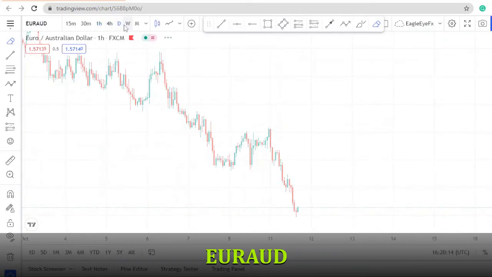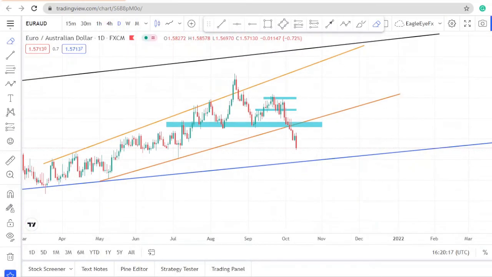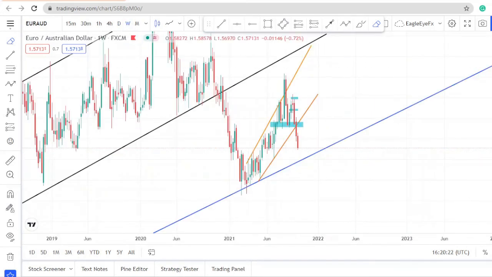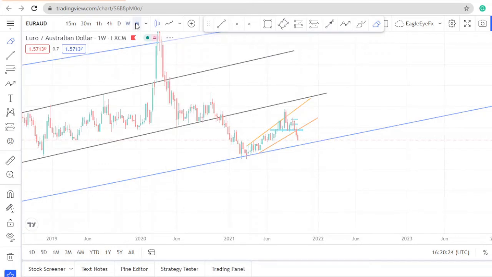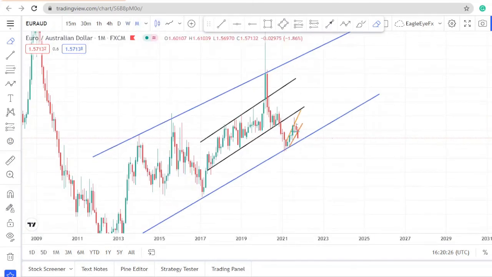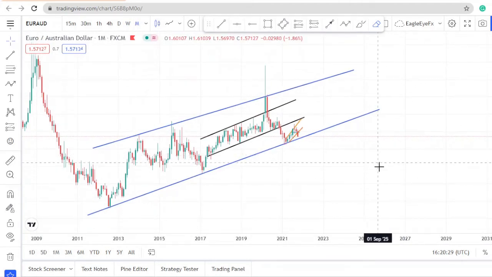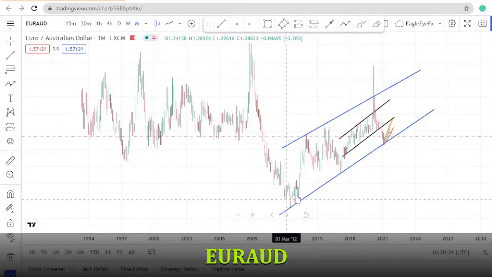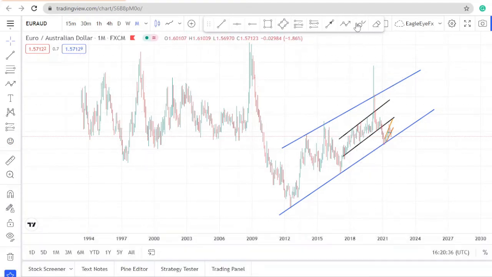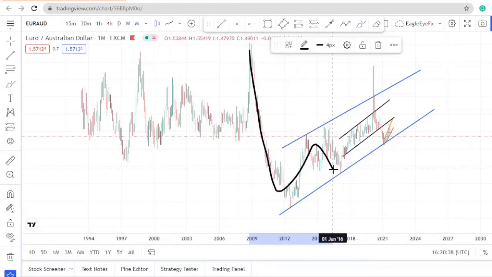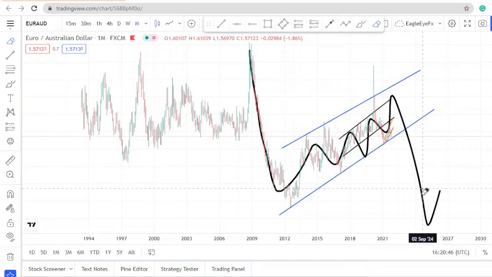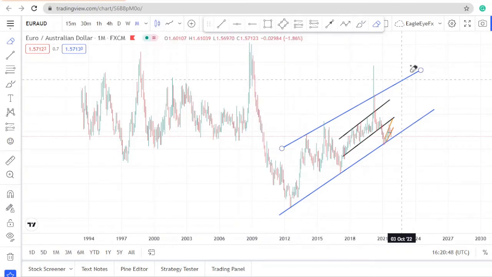So Euro AUD, I'll start from the daily time frame. Now Euro AUD was quite interesting because I did this analysis from the monthly time frame. I started from there because I saw Euro USD came from up there and was doing some sort of consolidation. It looks like an impulse move, then a correction before we see another impulse move to the downside. That's what I'm seeing on Euro AUD.